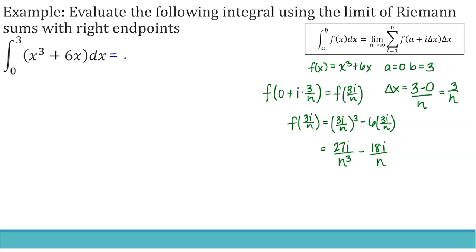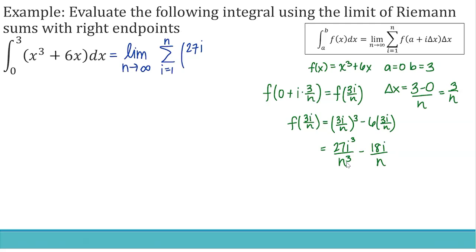So this is going to be the limit as n approaches infinity. I'm just directly using this formula here. As n approaches infinity of the sum of i equals 1 to n of f of a plus i delta x. Well, we just did all that work. That was f of 0 plus i times 3 over n. And working that all out, we got this: 27 i cubed. Just caught that. Good thing I did. Sorry about that. 3 was cubed and i was cubed. And then over n cubed.